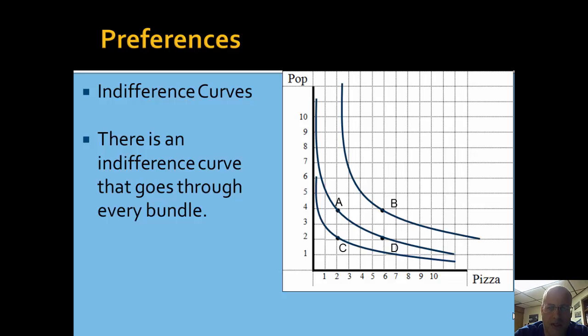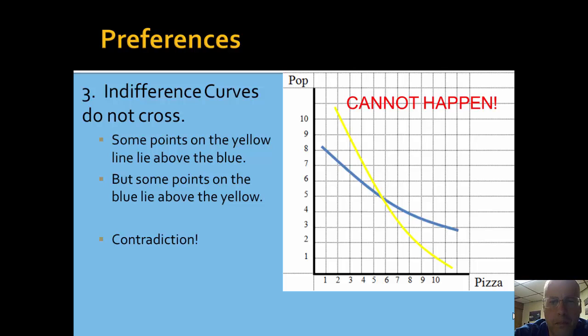If we add more points, if we consider more bundles, we'll be able to draw even more indifference curves. Another property of indifference curves that's important is to recognize that indifference curves cannot cross. Okay? They're downward sloping lines, and they cannot cross.